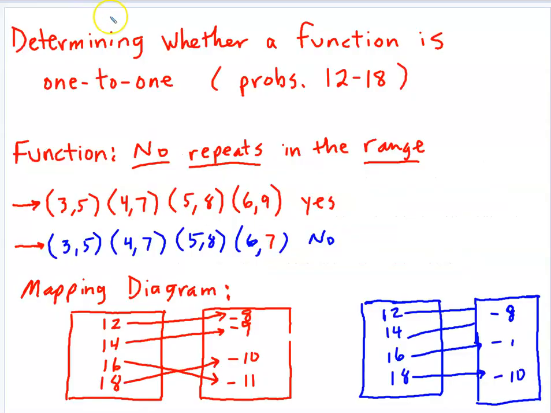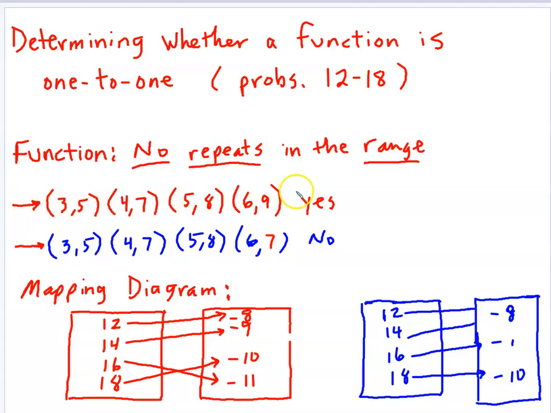So let's get started. A one-to-one function is a special function. The easiest way to identify them, if you're looking at a set of ordered pairs or a mapping diagram, is that they can't have any repeats in the range. Now we know to be a function, there can't be any repeats in the domain. So if there are repeats in the x's, then it wouldn't be a function at all. But to be considered a one-to-one function, look out for repeats in the y coordinates.